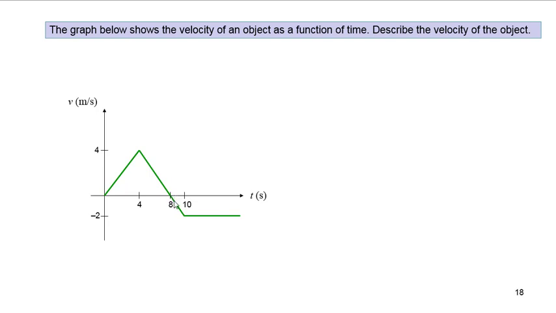And now after that, it starts moving in the negative direction. So it's moving to the left, and it's going faster and faster. And at t equals 10 seconds, it doesn't stop because the velocity is not 0, but it starts to move at a constant velocity. Still in the negative direction, but it just has a constant velocity, so it's not changing its speed after this.